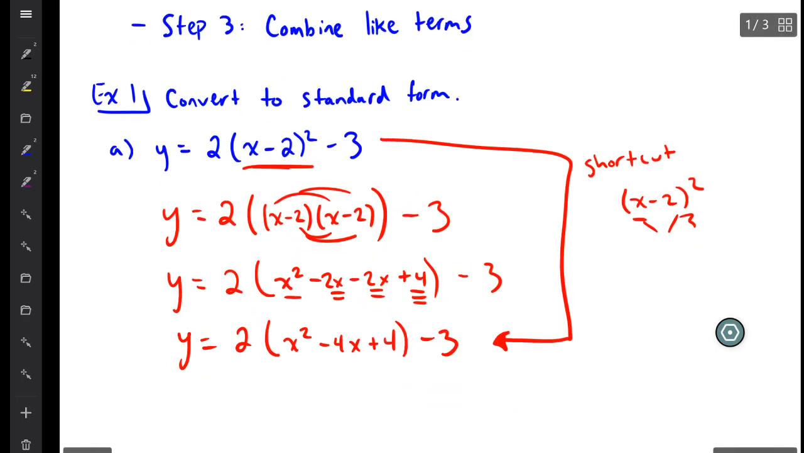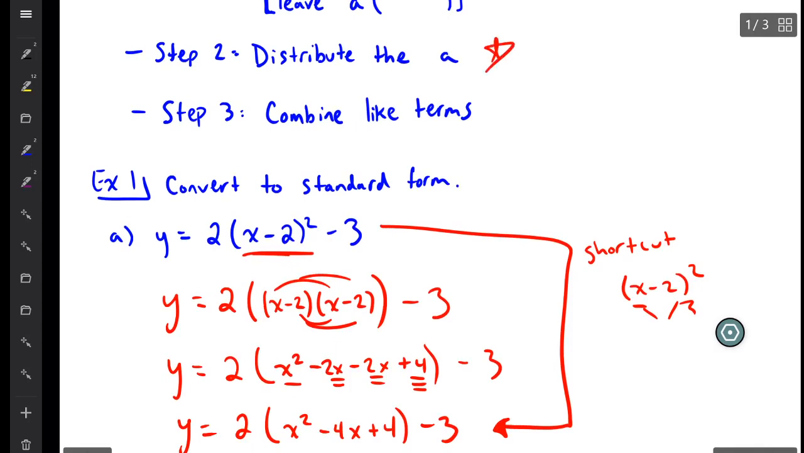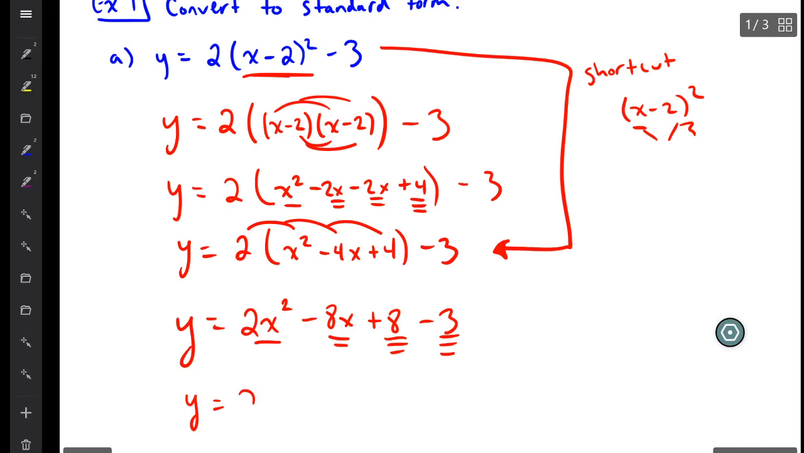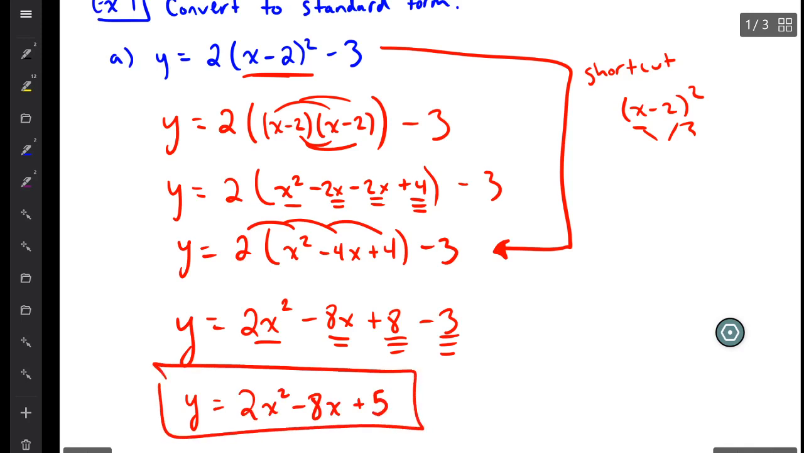So if you remember the shortcut, you can definitely do that and just go straight to that third line. And now step 2 up here was to distribute the a. So I'm going to take my a term and distribute that. And this is very important. Don't forget the minus 3 at the end. That's what I see a lot of students do, is they distribute it, but they forget that minus 3. Don't forget that part. And now step 3 was to add our like terms. So hopefully that's easy enough.